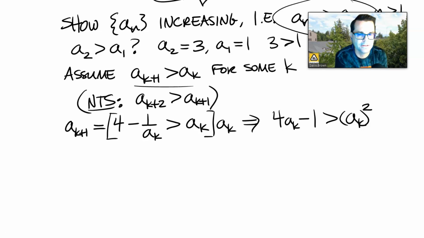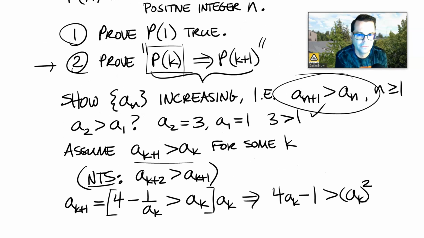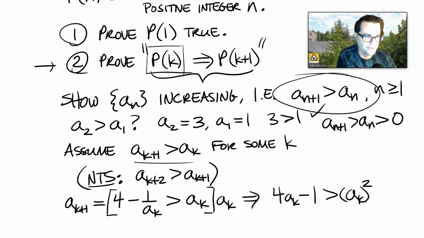Now, actually, now that I think about it, since I'm multiplying through by a sub k, what I'm going to actually prove here is that also a sub n plus 1 is bigger than a sub n is bigger than 0. Okay, so I'll make that part of what we're proving here.